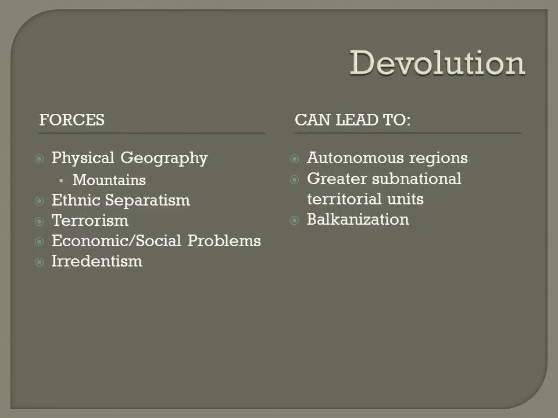And what then can be a product coming out of devolution are autonomous regions like Nunavut and the Native American reservations we'll look at. We already mentioned Catalonia. We could mention Belgium, the Quebecois in Canada, as far as greater subnational territorial units. And then finally, balkanization, we mentioned Czechoslovakia. We'll look at a couple other examples as well.